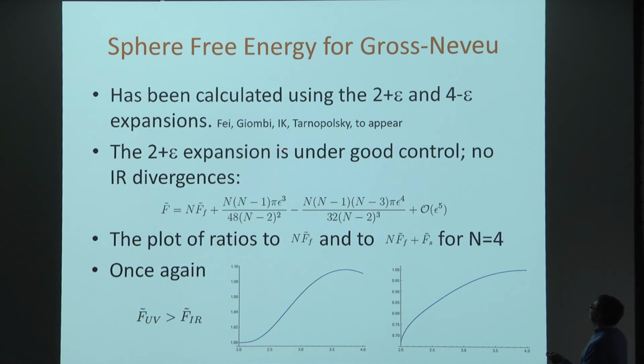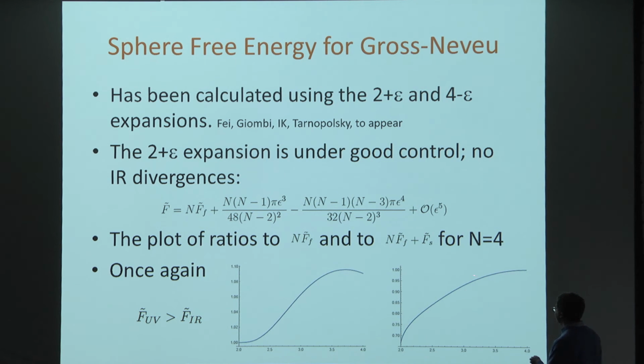We haven't written it up, but here things are even better because there are no infrared divergences near 2 dimensions, so you can do clean 2 plus epsilon and 4 minus epsilon, marry them together, and construct good approximants. Here are the plots, again, of F tilde, and this is the comparison with the theory of free fermions, and this is the theory of the free fermion plus a scalar, a Gross-Neveu-Yukawa type model.